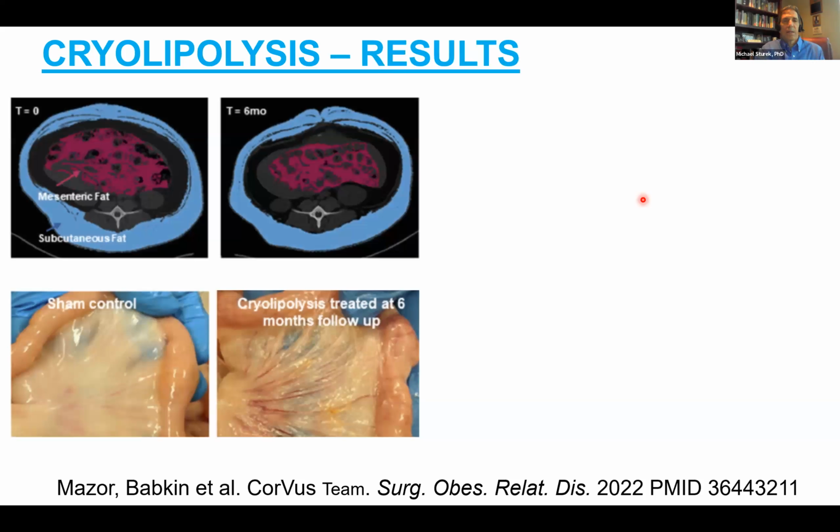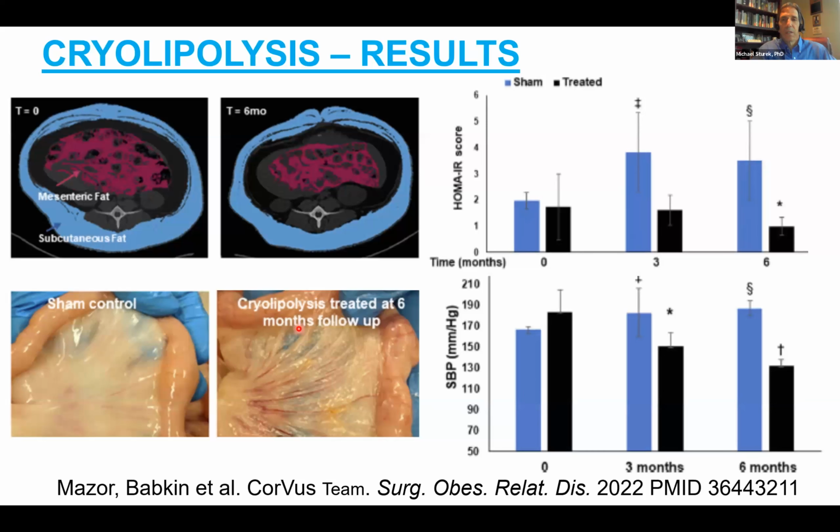And the results, I think, were amazing. Here we have at time 0, that is once they were fattened up, the mesenteric fat on the CT scan, and then 6 months later, you can see that it's shrunk. And then here's the sham control, where you see the visceral fat really well. And then here's the cryolipolysis 6 months after follow-up. You can now see those vessels there, and so it had stayed atrophied basically.